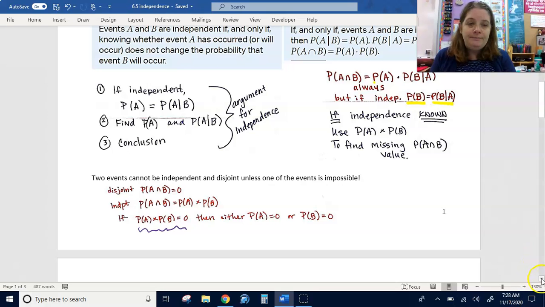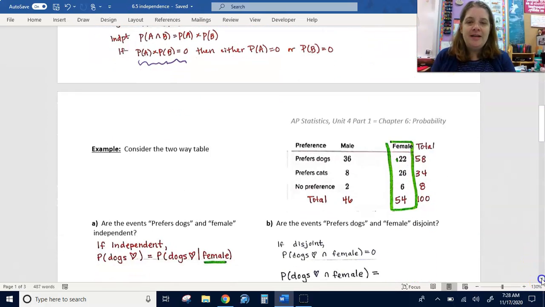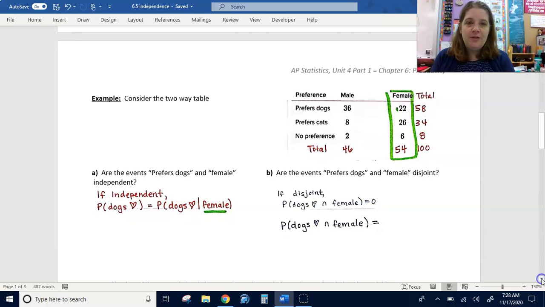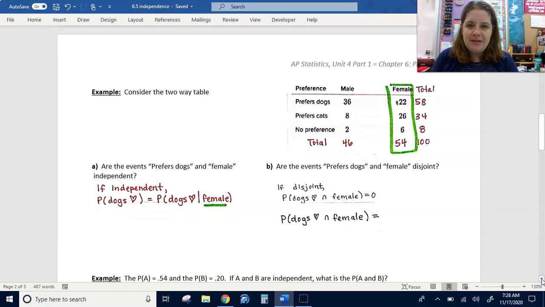Okay, all right. So how can we use this independence idea? I've got a couple of arguments over here. I've got a table, and most of this work is already done here.